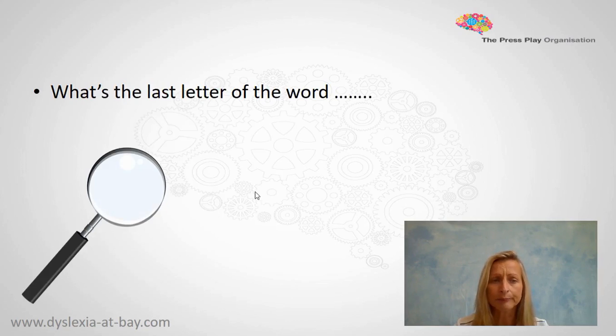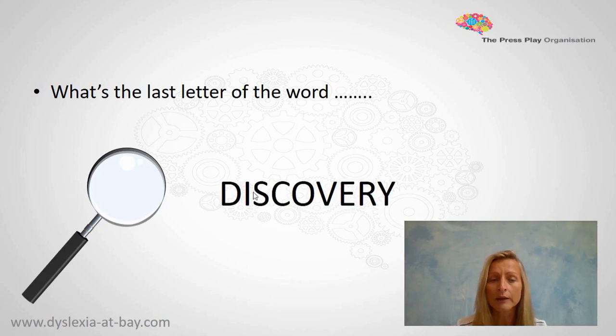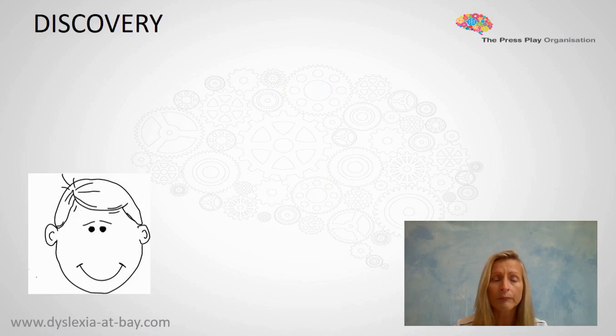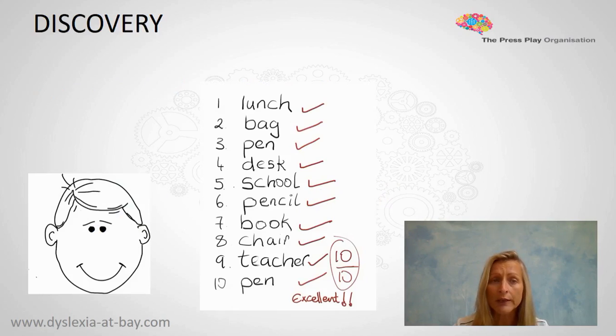So let's discover something. What's the last letter of the word discovery? That's right, it's Y. Now, how did you do that? You just made a picture of the word discovery and you went to the end of the word and saw it was Y. You didn't have to go to your sound part and say, is it an I, is it an E, is it a Y? You did it visually.